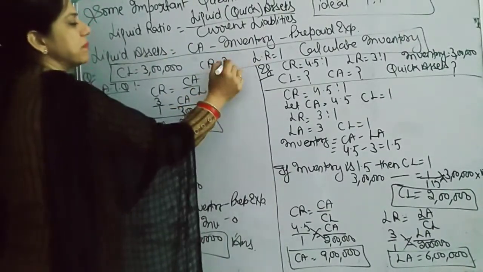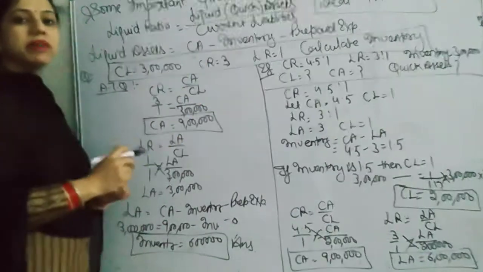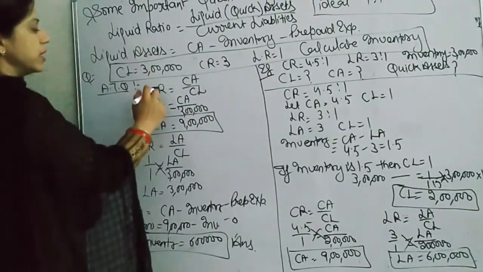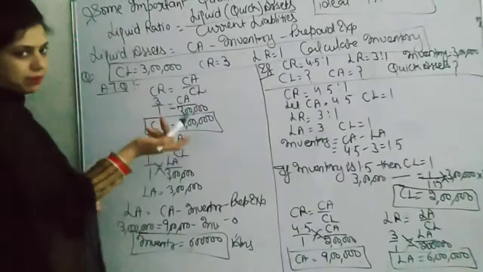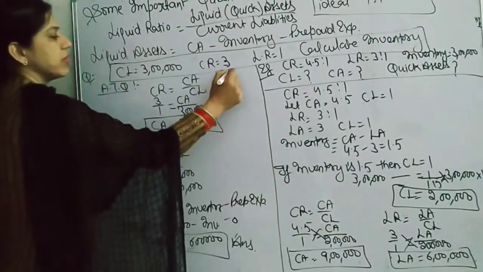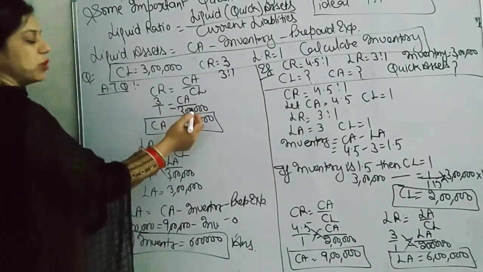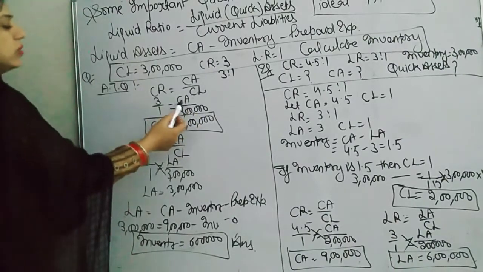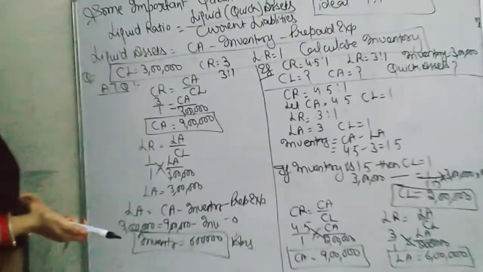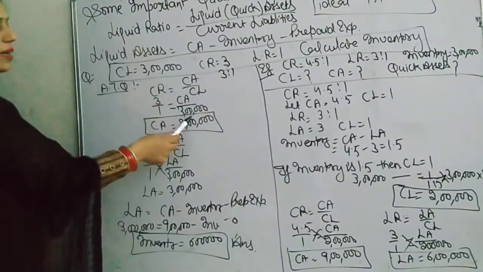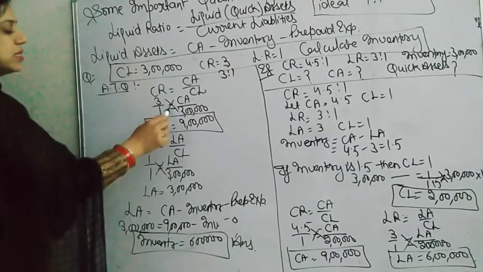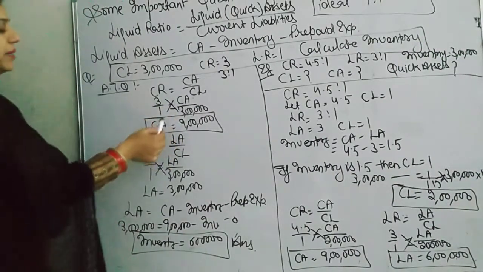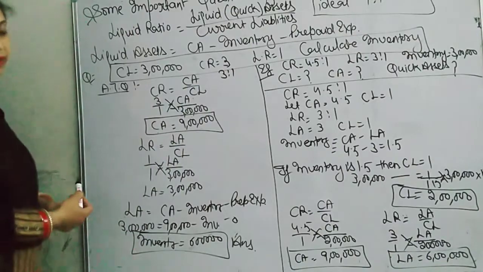But in this example, current ratio is given only as 3. So current ratio is 3 upon 1, that means 3 is to 1, and it is current assets upon current liabilities. Current assets are not given in the question, but current liabilities are given, 3 lakh. So we can simply cross multiply and current assets will become 9 lakh.